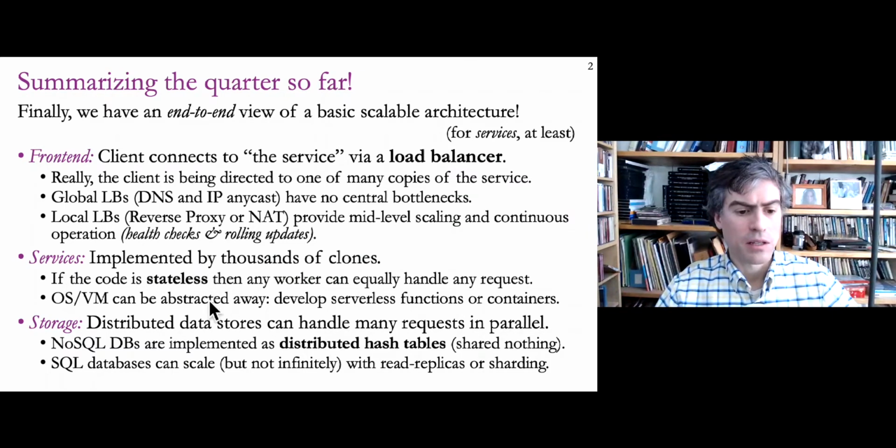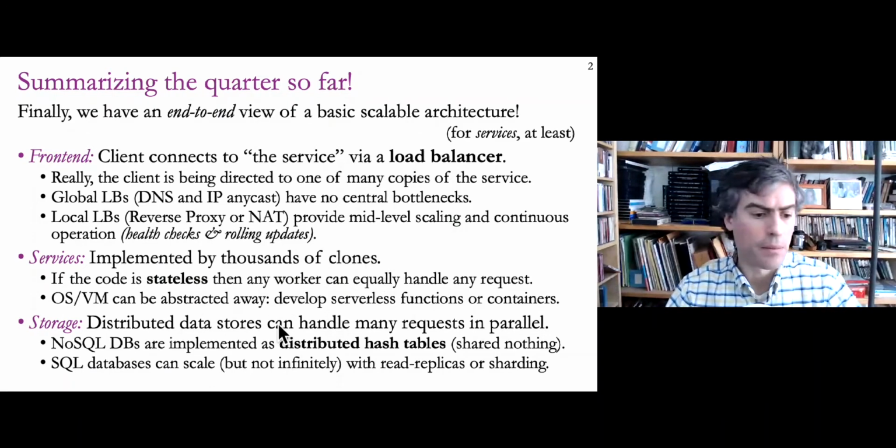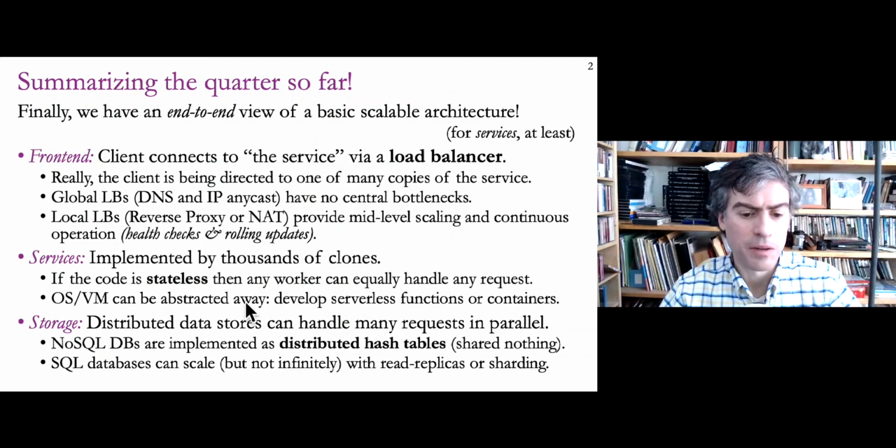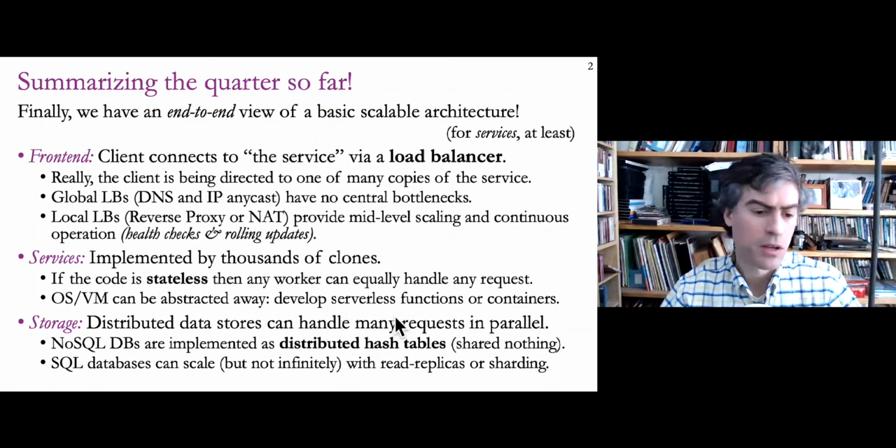If the application is stateless, that's very easy because they're all interchangeable. All the different clones are interchangeable. They all would give the same result. We'll talk later on about how the operating system in VM can be abstracted away to develop using containers or serverless functions. We haven't quite gotten to that yet. That's kind of a minor point.